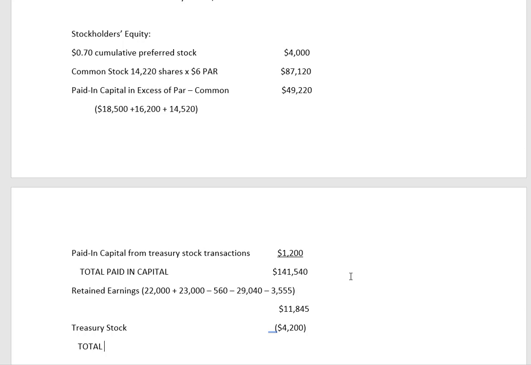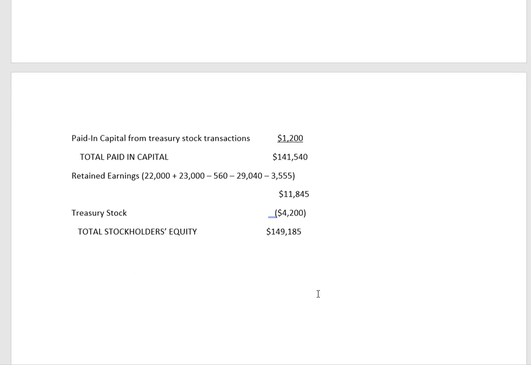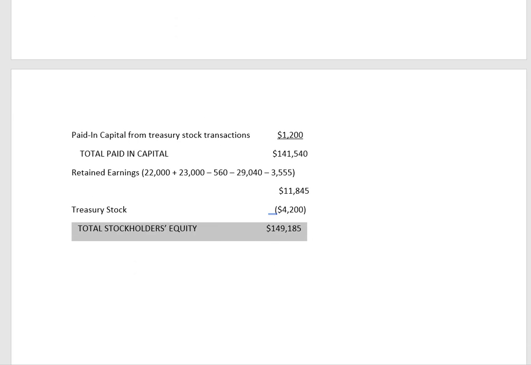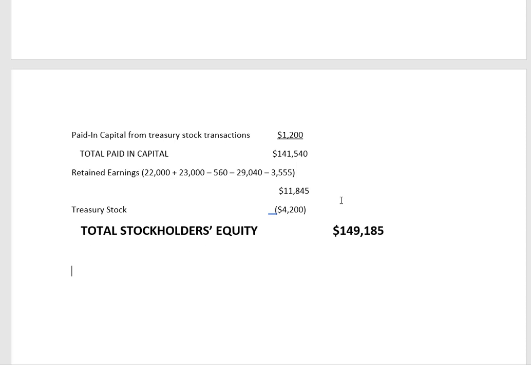So my total stockholders' equity, when I add all this stuff up, is 149,185. Okay, so that's the final big picture number. So you should be able to calculate that total stockholders' equity amount. So go back and figure out if for whatever reason it doesn't calculate or it doesn't work for you, figure out why it doesn't work in this case.